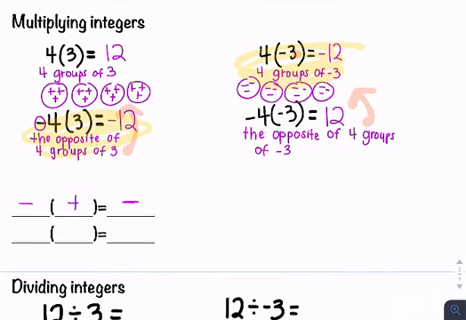If the factors are both negative, like in this example, the answer will be positive. And we already know that a positive times a positive is a positive, like in our first example. That's not new to us.